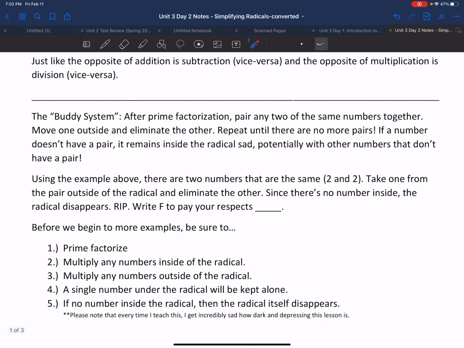We're going to go ahead and talk about the buddy system. The buddy system says, after prime factorization, pair any two of the same numbers together. This is what I'm telling you: I need you to be organized. I need you to make sure that you're able to keep track of what is going on when you're doing this. Move one outside and eliminate the other. That's when you're pairing. Repeat until there are no more pairs. If a number doesn't have a pair, it remains inside the radical, sad, potentially with other numbers that don't have a pair. Dang, this is pretty sad.